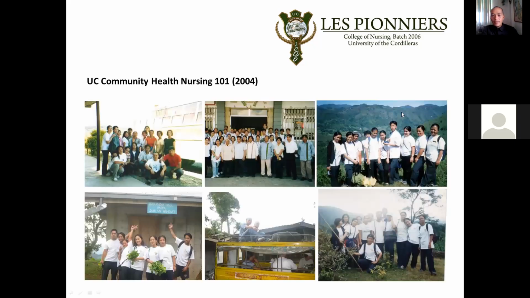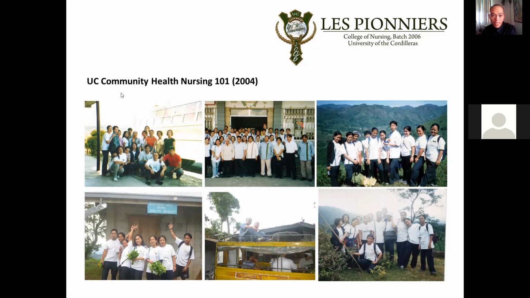Okay, and I hope you will see it later in the pictures. Okay, this is UC Community Health Nursing 101. This is around 2004. Okay, so yeah, I don't know if you can see it, pero yan ako. This is in Mangkayan, Benguet. Okay, and other pictures are in Sablan, Papa, and other parts of the community. So when you say Community Nursing 101, of course, this is the introduction. First time namin mag-community nursing dito.